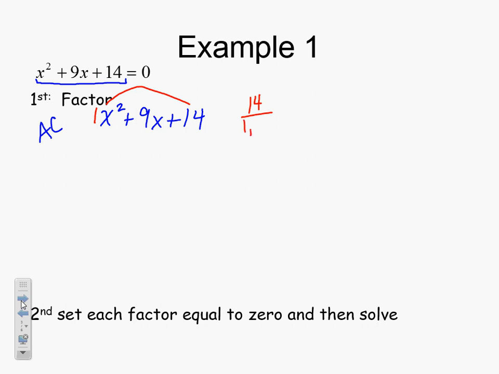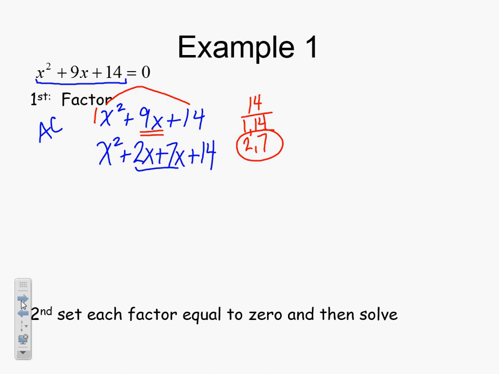I need to try to figure out what numbers multiply to make 14. Well, obviously, there's 1 and 14, there's 2 and 7. We're looking for the pair that will add to make 9. Well, 2 and 7 add to make 9. So then I'm going to rewrite this problem, x squared plus 2x plus 7x. The 2 and the 7 come from our list. They still make 9, but it's a different way of writing 9x.